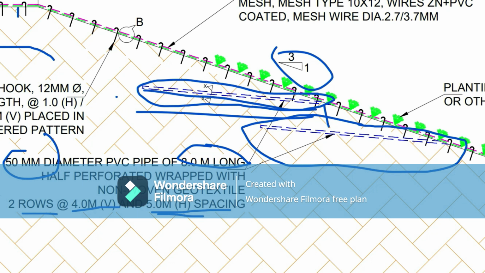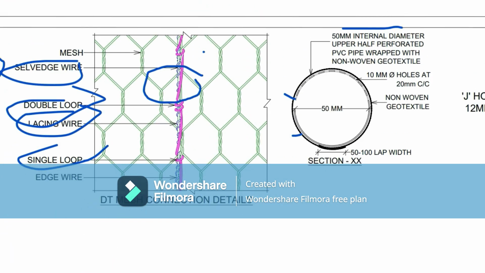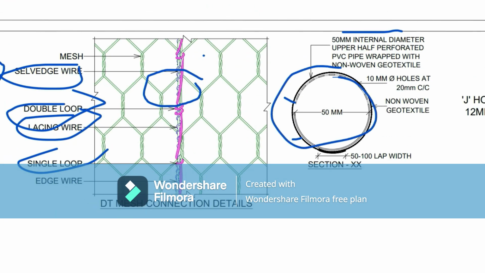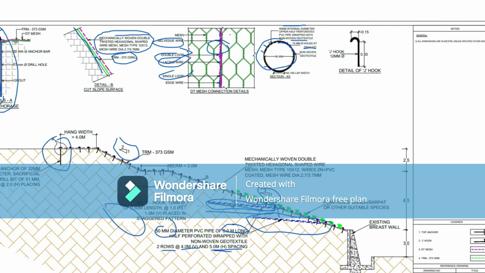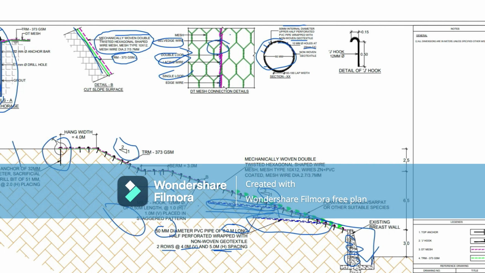This is 8 meter. So, 8 meter long and 50 diameter, wrapped in non-woven geotextile, and 10 holes provided 20 center to center for perforating the water through this pipe, so the water can go through the drain. Weep holes are also provided to perforate the water, because the groundwater level is very high.